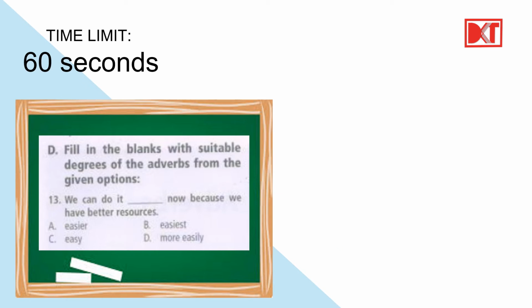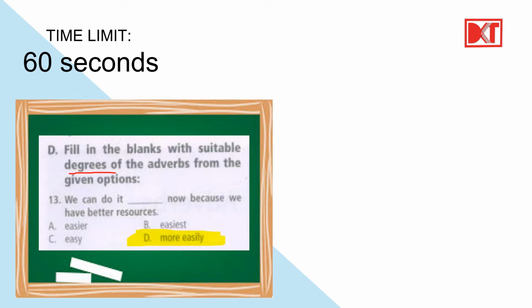Okay, here what do we have to do? We have to fill in the blanks with suitable degrees of the adverbs from the given options. Degrees of the adverbs. Let's see. We can do it dash now because we have better resources. We can do it easier now. We can do it easiest now. We can do it easy now, or we can do it more easily now. So the correct answer is D, more easily.